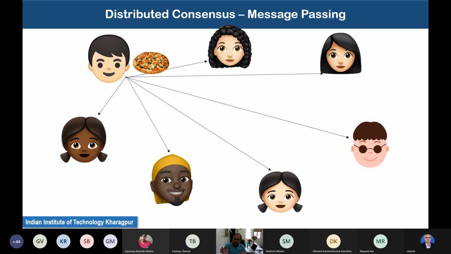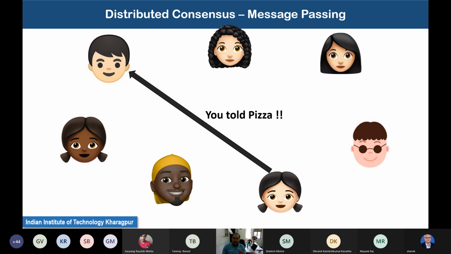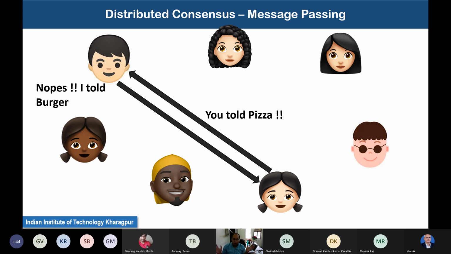Now, this particular protocol can work fine if everyone is a perfect person, everyone is non-malicious, and they can decide in a correct way, so no one is telling any kind of lie. But in a real system, some person can behave maliciously. For example, one can say, hey, you told pizza, and that person can say, no, I told burger. That kind of scenario can appear in a real system. And the question is, how can we still reach a consensus in such an environment?